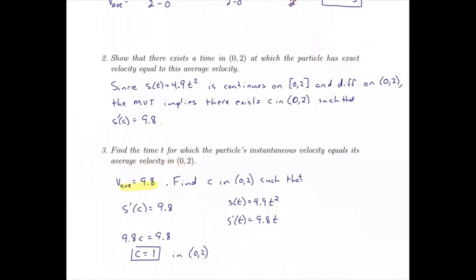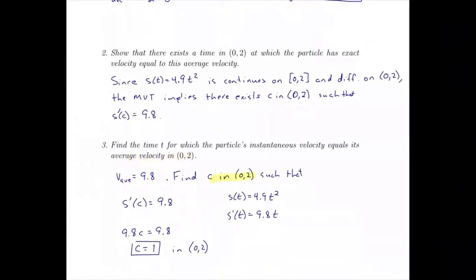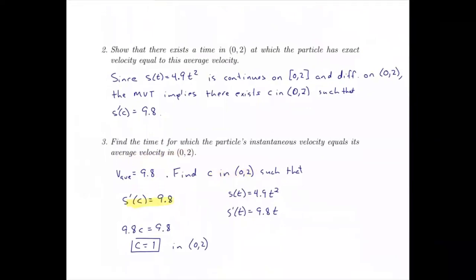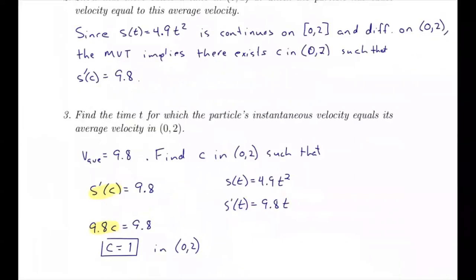Okay, well, v average was 9.8. We're going to find c in 0, 2 such that s prime of c is equal to 9.8. So what we do is we need to take s of t and differentiate it to get s prime of t. We have that here. And now we set s prime of t, this, equal to 9.8. Well, that's 9.8t, or in this case, 9.8c, because we have s prime of c. Just a little change of variable there. It doesn't really matter. It's just a dummy variable.